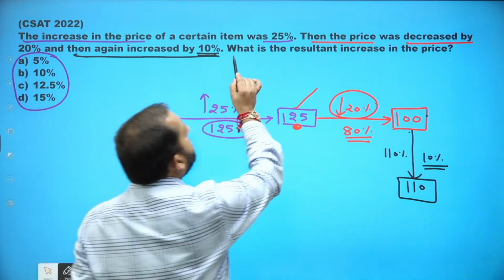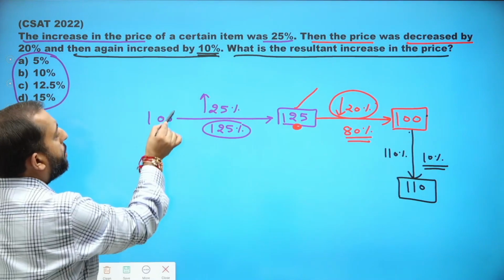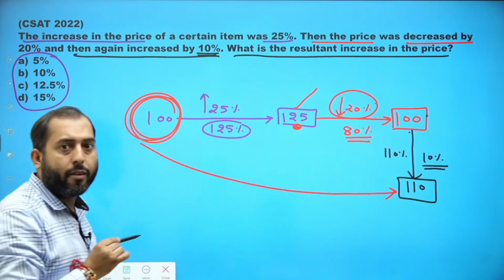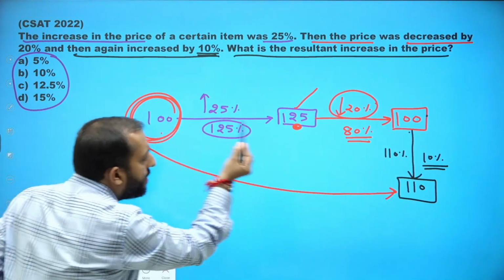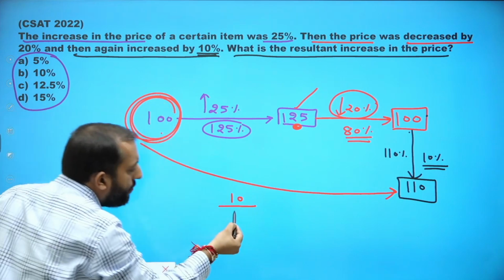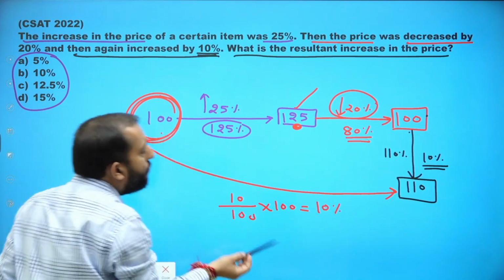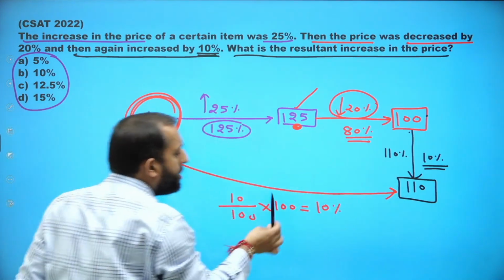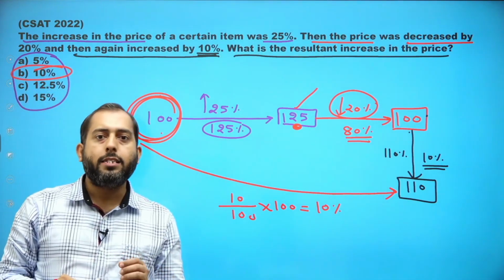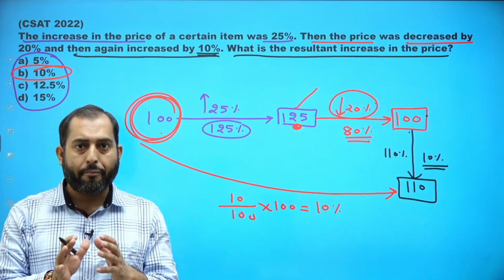Now, what is the resultant increase in price? See, in the very beginning, price was 100. In the end, price is 110 only. So the net increase from 100 till 110 is only 10, upon this initial value, which is 100, into 100. So the net increase from the very beginning till the very end is only 10%. Hence the answer is option B. I hope this is clear to everybody.